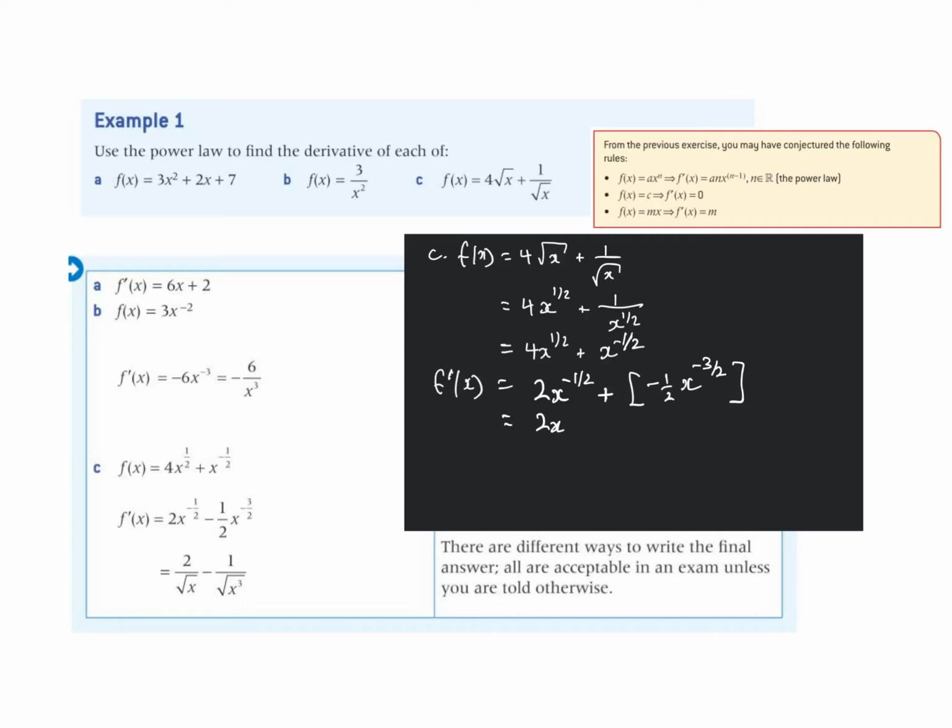That's 2x to the minus a half, minus a half x to the minus 3 on 2. And that's going to be 2 over x to the half, and in this case, minus 1 over 2x to the 3 on 2. Oh, that's a minus in there. Good, and you can put those back with the radical signs if you need to.